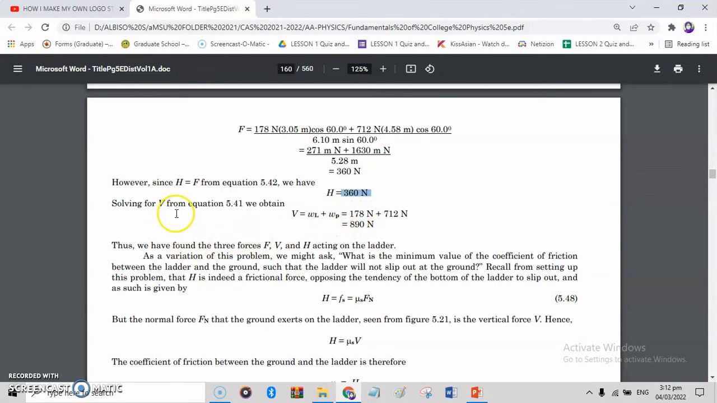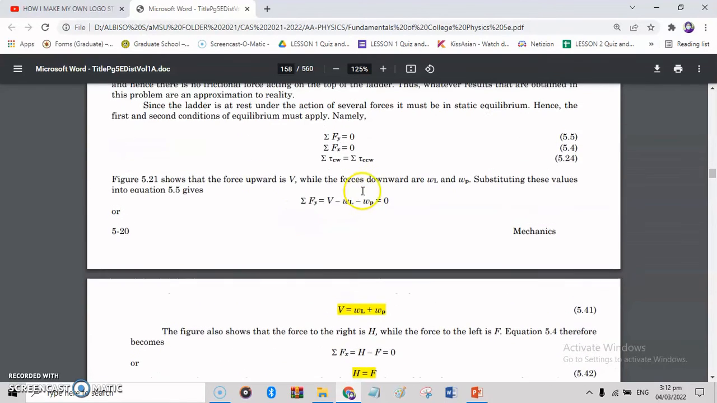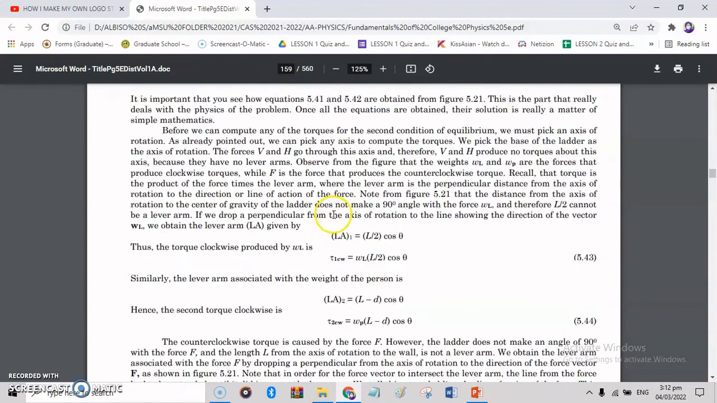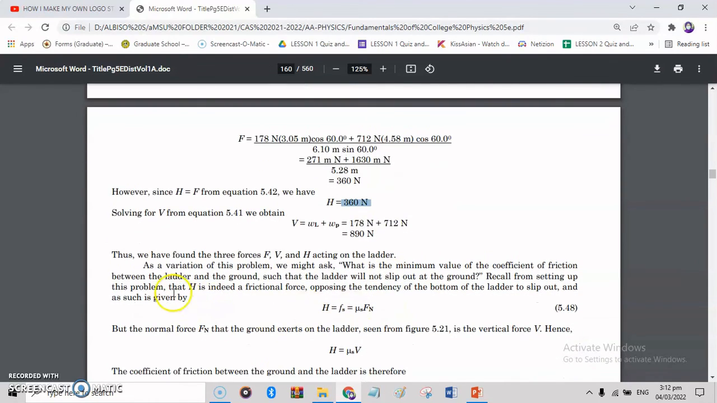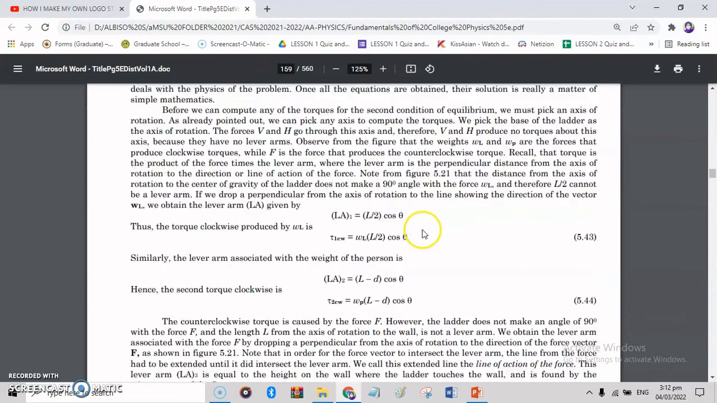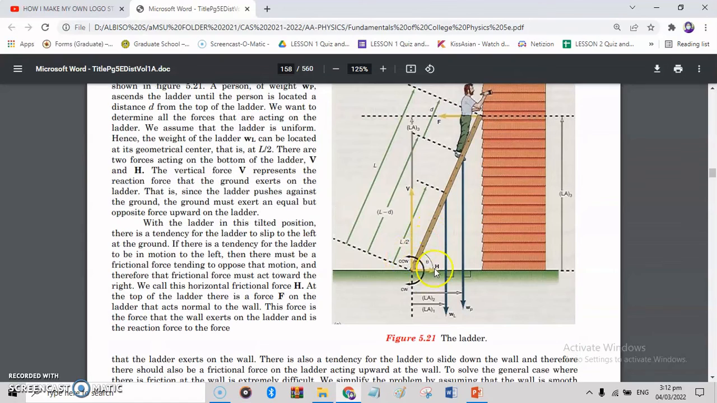Now solving for V from equation 5.41, ito yung along the forces along the y-axis. Ito siya. You can get the vertical force, okay? And inputting the values, ayan siya, that is 890 Newton. As a variation for this problem, we might ask, what is the minimum value of the coefficient of friction between the ladder and the ground? No? Now, you can see that from this problem, there is a horizontal force in here na may kinalaman sa friction.